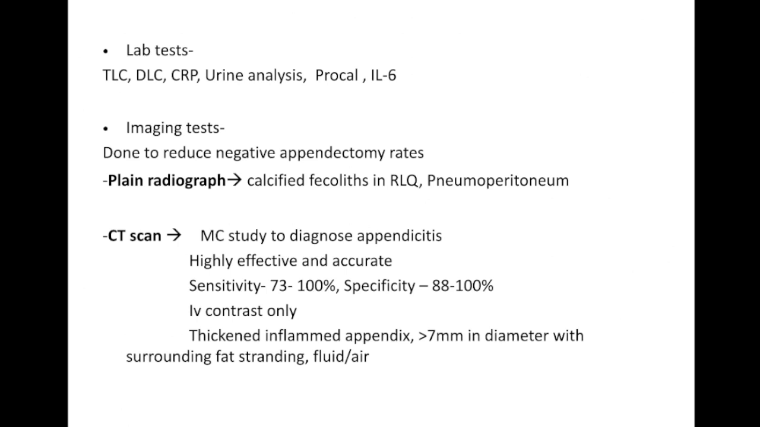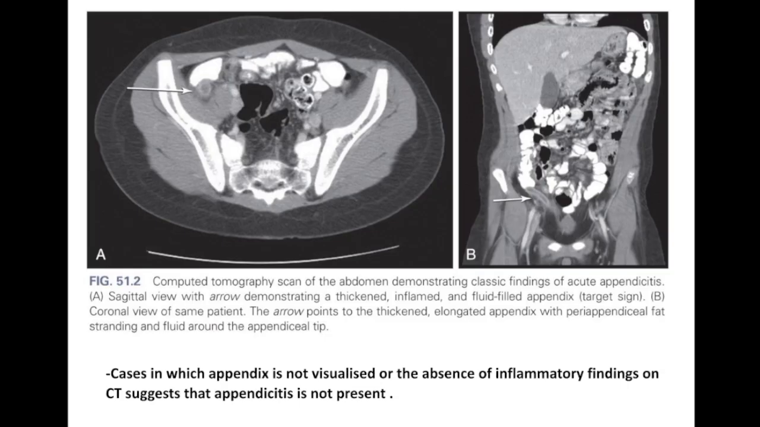A CT scan has now become the most common study to diagnose appendicitis. Sensitivity and specificity can be as high as 100%, and a thickened appendix of more than 7 mm with surrounding fat stranding may be suggestive of appendicitis. Cases in which the appendix is not visualized or there are no inflammatory findings on CT usually suggest that the patient does not have appendicitis.